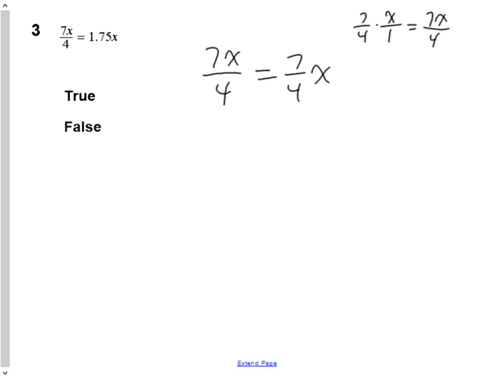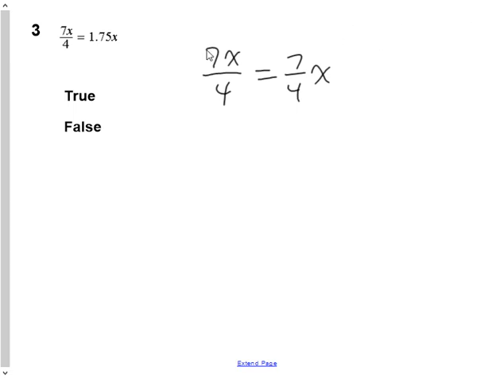Coefficient versus constant. In question 3, 7x over 4 is the same thing as 1.75x. Well, for this one, remember when we said the 7/4 x is the same thing as 7/4 of x. These are the same thing because 7 over 4 multiplied by x over 1 would be 7x over 4. So we can see how those two things are the same thing.